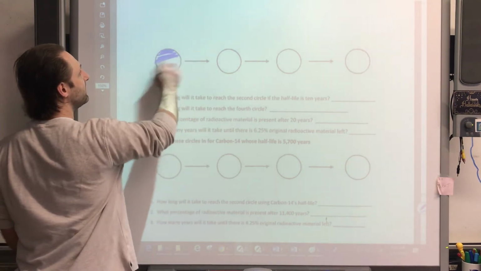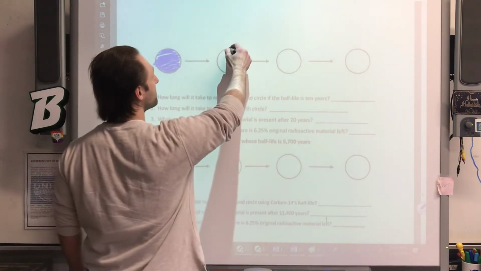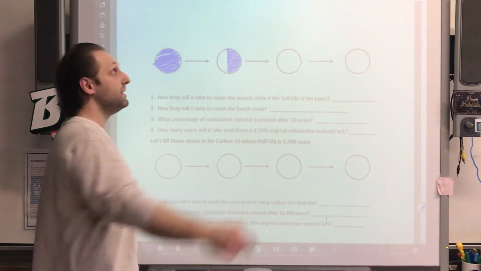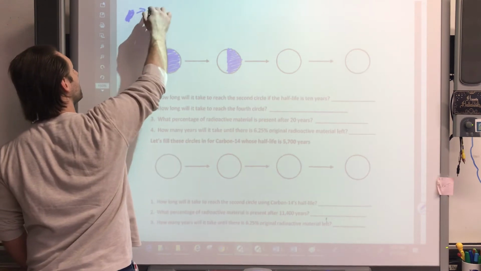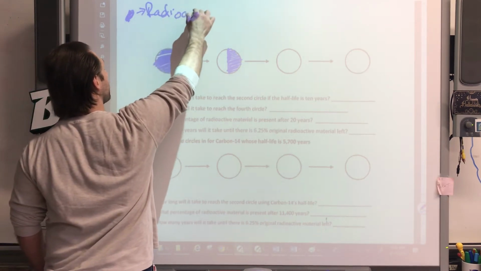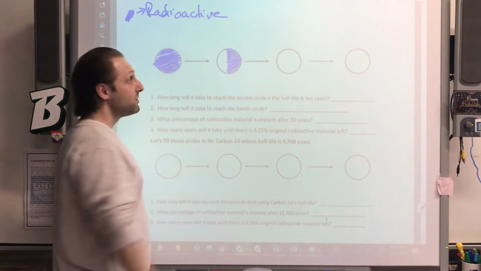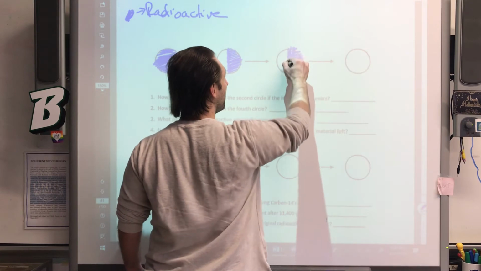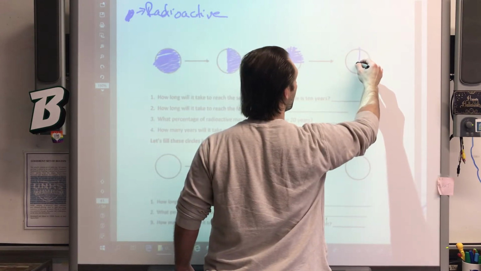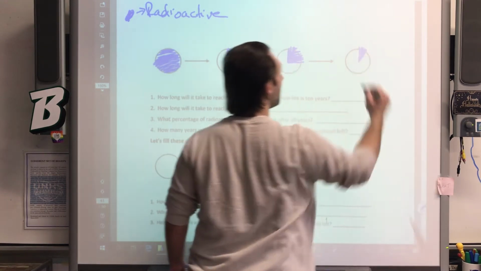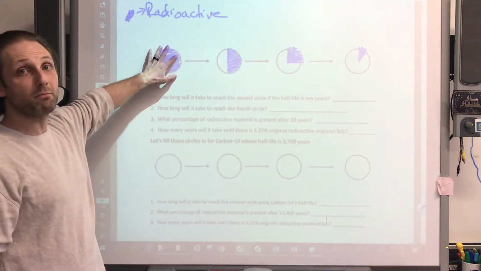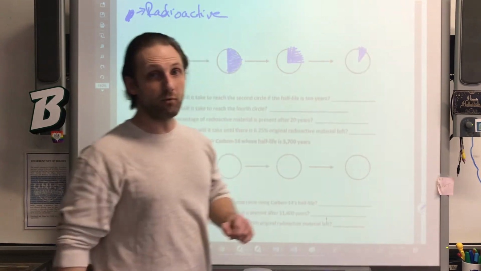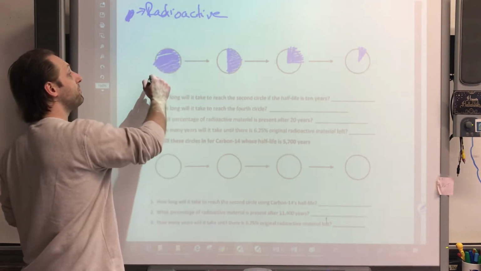So I'm going to color in these circles as if they're going through their half-lives. And the color means that's radioactive. All right, so what we can see here is I have completely something full here. I have half, a quarter, and then I have an eighth of what's left. So here, I'm going to put my percentage.